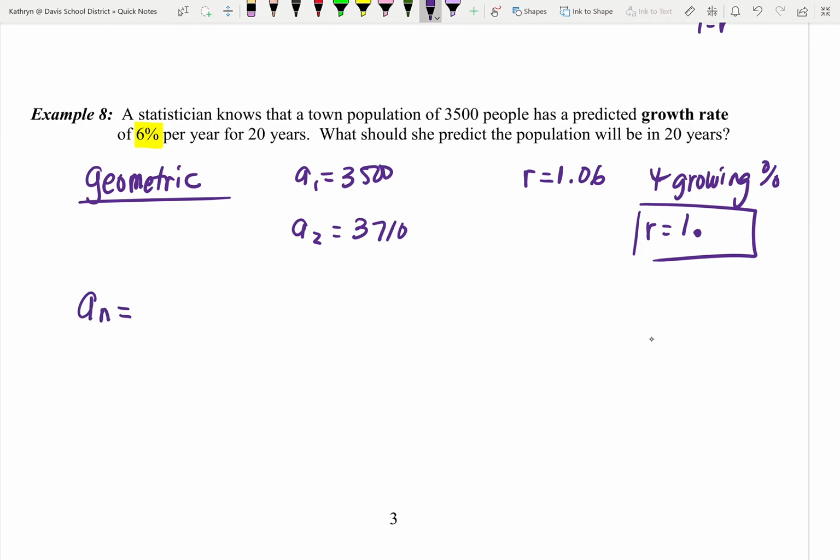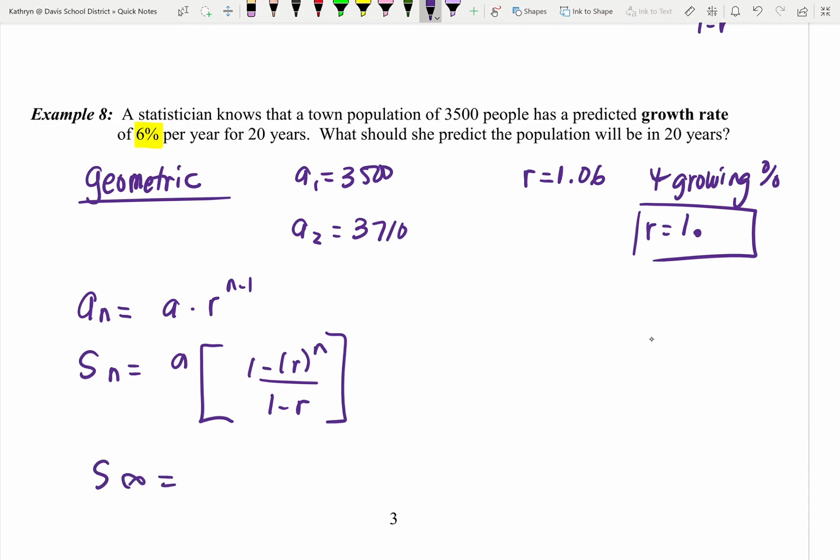A sub n equals, don't look around, try to remember. Do you remember that first formula? A times R to the n minus 1. And then we had S sub n is, what's that one? A, and then bracket. It's okay, we're just learning. 1 minus, in parentheses, R to the n over 1 minus R. There's one more formula. What is it? Sum of an infinite series is A over 1 minus R. So I have to decide which one.